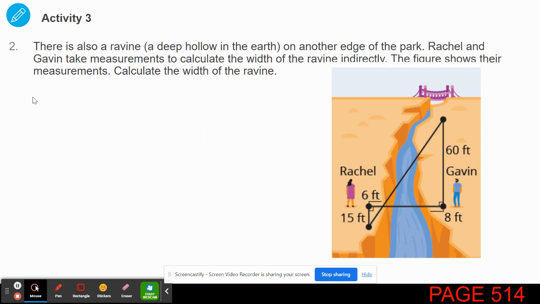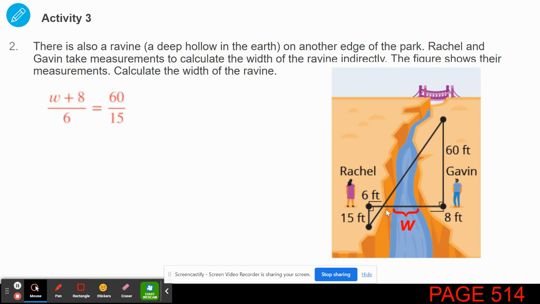Okay, this one here allows us to indirectly measure the distance across a ravine. Again, we can see how this one is set up. We've got Rachel and Gavin here. They measured their spots from the edge of the cliff. Gavin is 8 feet away. Rachel is 6 feet away. And then this length here in order to create their similar triangles with these vertical angles here. Okay, so this distance, Rachel from this point is 15, and then Gavin is 60. So this is what we're trying to find, this width of the ravine.